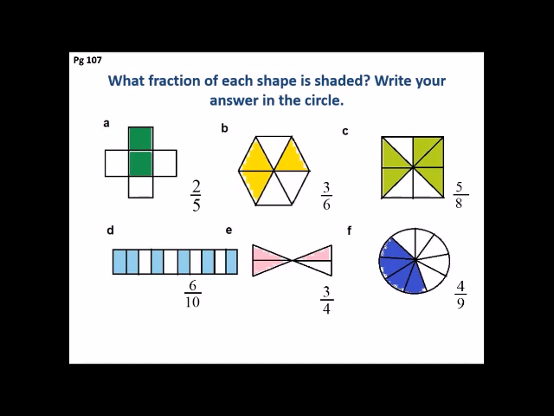Move on to B part. Here, a hexagon is divided into 6 equal parts. How many parts are colored in yellow? 3. So the fraction would be 3 by 6. Likewise, you have to solve all the parts and tally your answers with the solution.